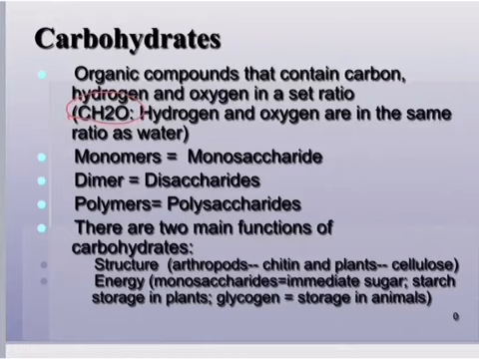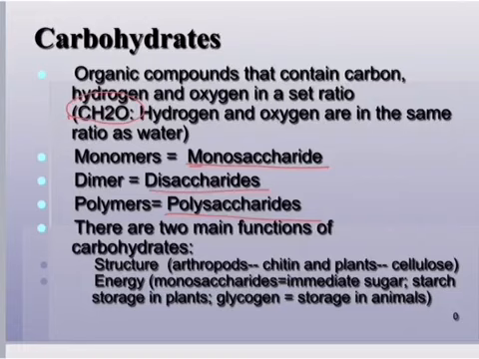The monomer of a carbohydrate is known as a monosaccharide. The dimer is called a disaccharide, and a polymer is called a polysaccharide. And on the next few slides, we'll talk about examples of each of these. In living organisms, there are two main functions for carbohydrates.